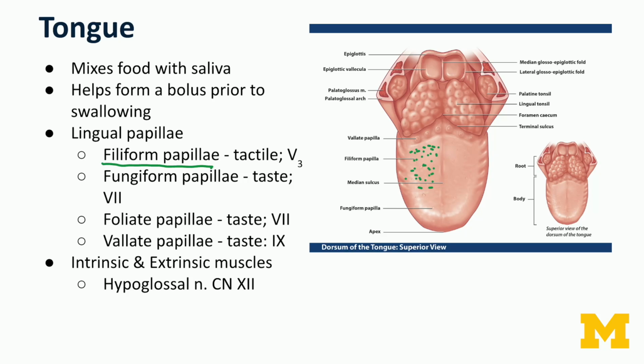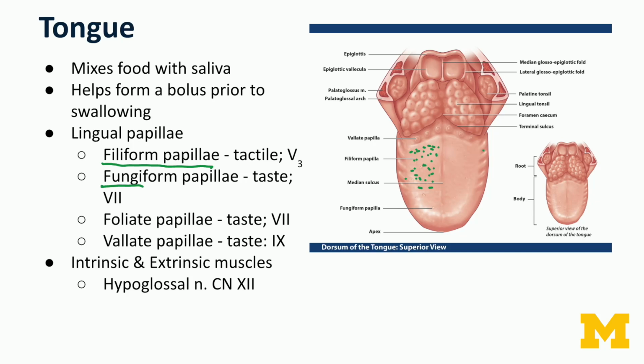There are also fungiform papillae. Fungiform, fungi, they look like little mushrooms under a microscope. And these are going to be special sensory, specifically for gustation or taste. Of the anterior tongue, where these fungiform papillae exist, these taste buds are innervated by cranial nerve 7, or the facial nerve. We also have foliate papillae.